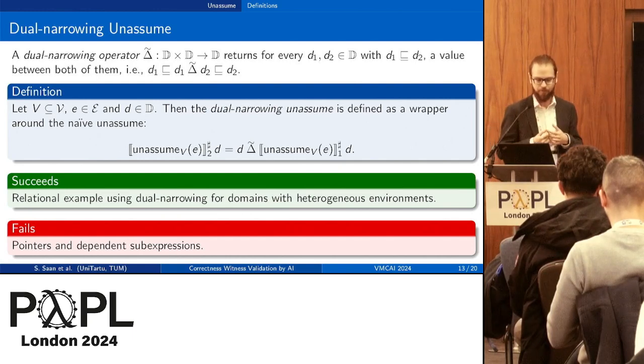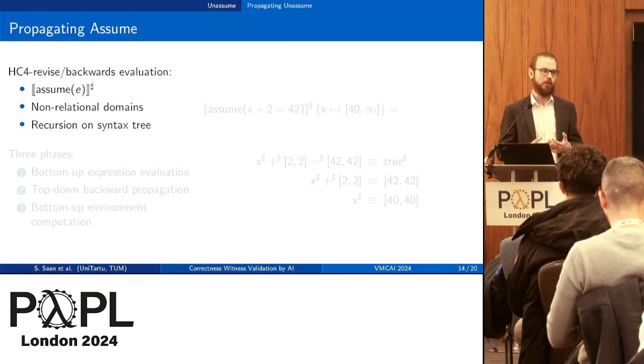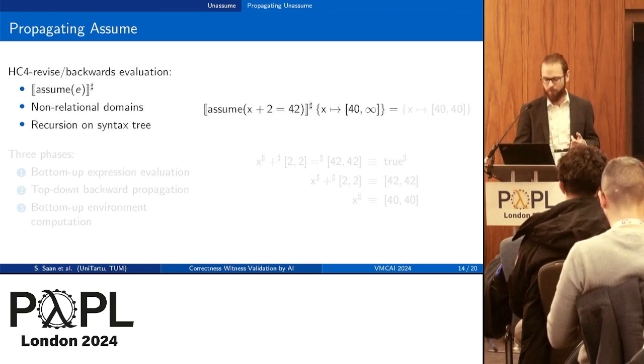join them together. But where it still fails is with pointers, because this abstract assume operation cannot refine things through ambiguous points-to sets, but we would like to do that. And therefore, we look at a classic algorithm, HC4-revise, or backwards evaluation. It is commonly used to implement the abstract assume operation for non-relational domains in a syntax-driven manner. And it works very intuitively.